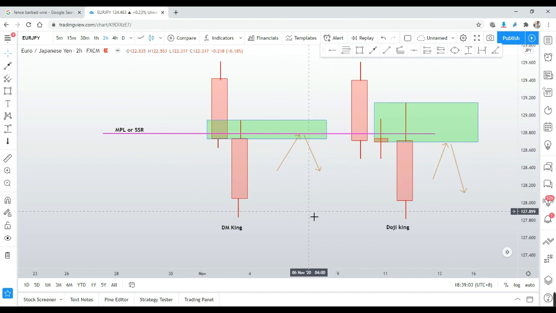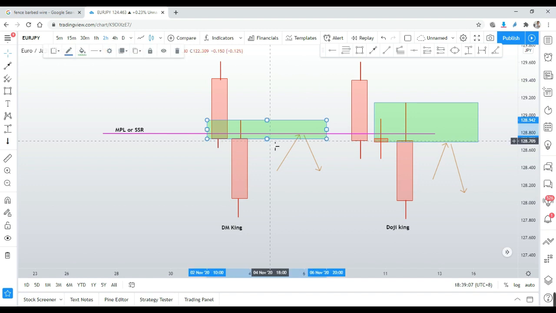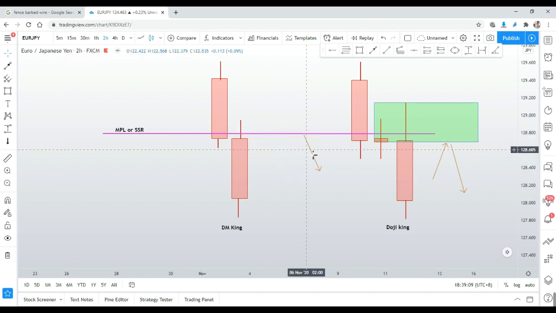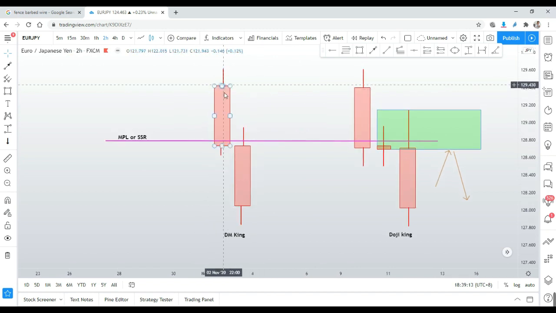The first type of kink that we talk about, the most common type, is the DM king, or what we call the double maru king. So let me get this thing off first. What is a double maru king? If you look at it, this is a marubozu candlestick. So we have 2 marubozu candlesticks, in this case bearish candles.